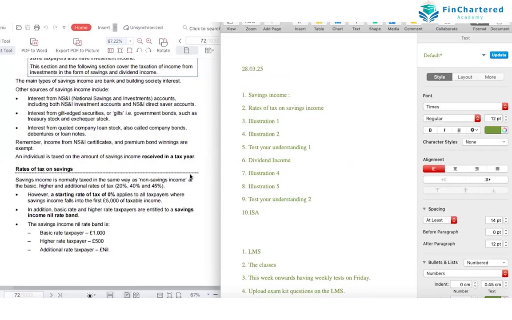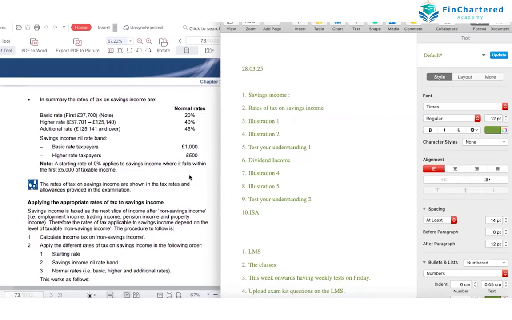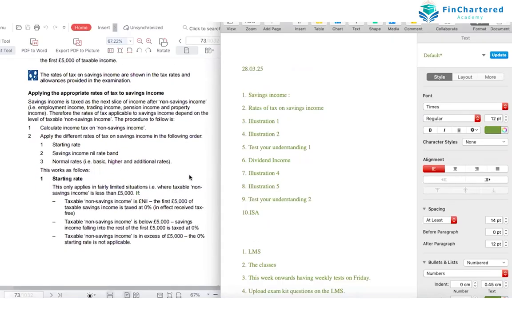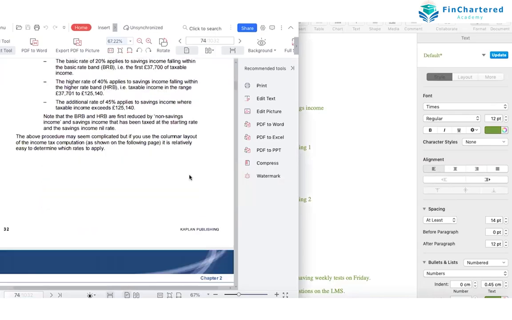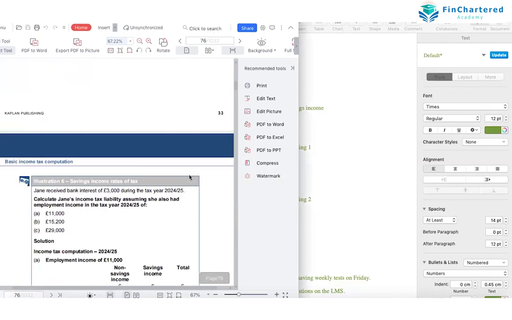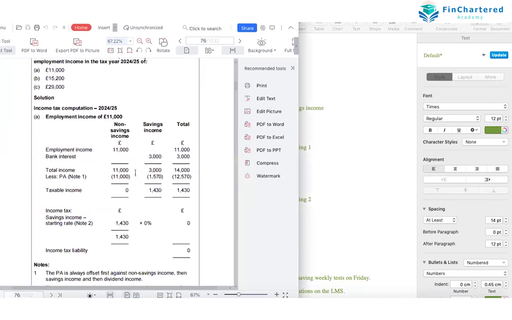And I did tell you that 5,000. Remember, we've done a reasonable number of sums in this also. And there is no change in what we've seen. It's just normal, whatever we have seen, the same thing. Jane received bank interest of 3,000. Calculate Jane's income tax liability, assuming she had employment income of 11,000. So again, we did this sum.